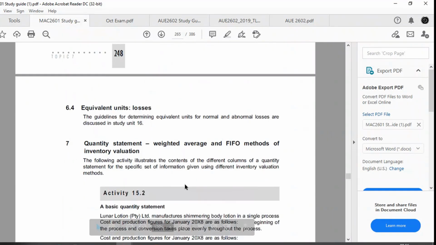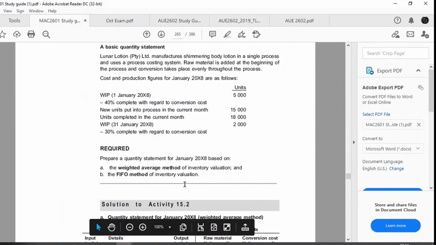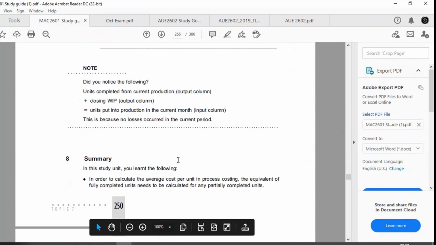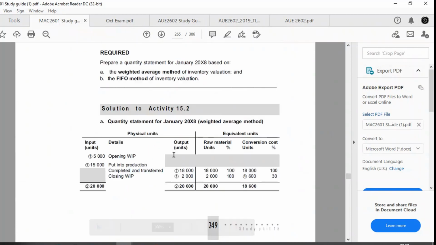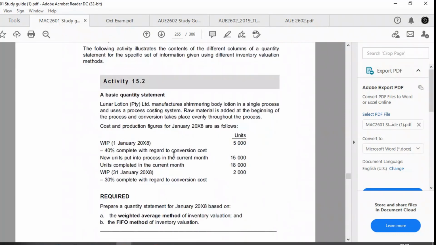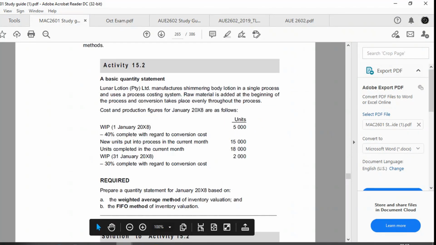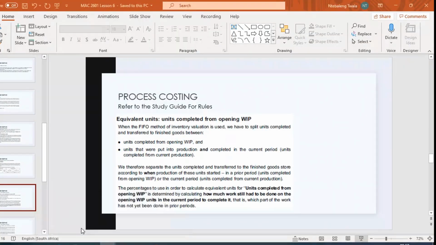So let's go to, where is 15.2? You guys are going to do 15.2. I'm going to give you guys 20 minutes. And if it is long and you are done before the 20 minutes, please let me know. Okay. So 15.2, I'm just looking here.